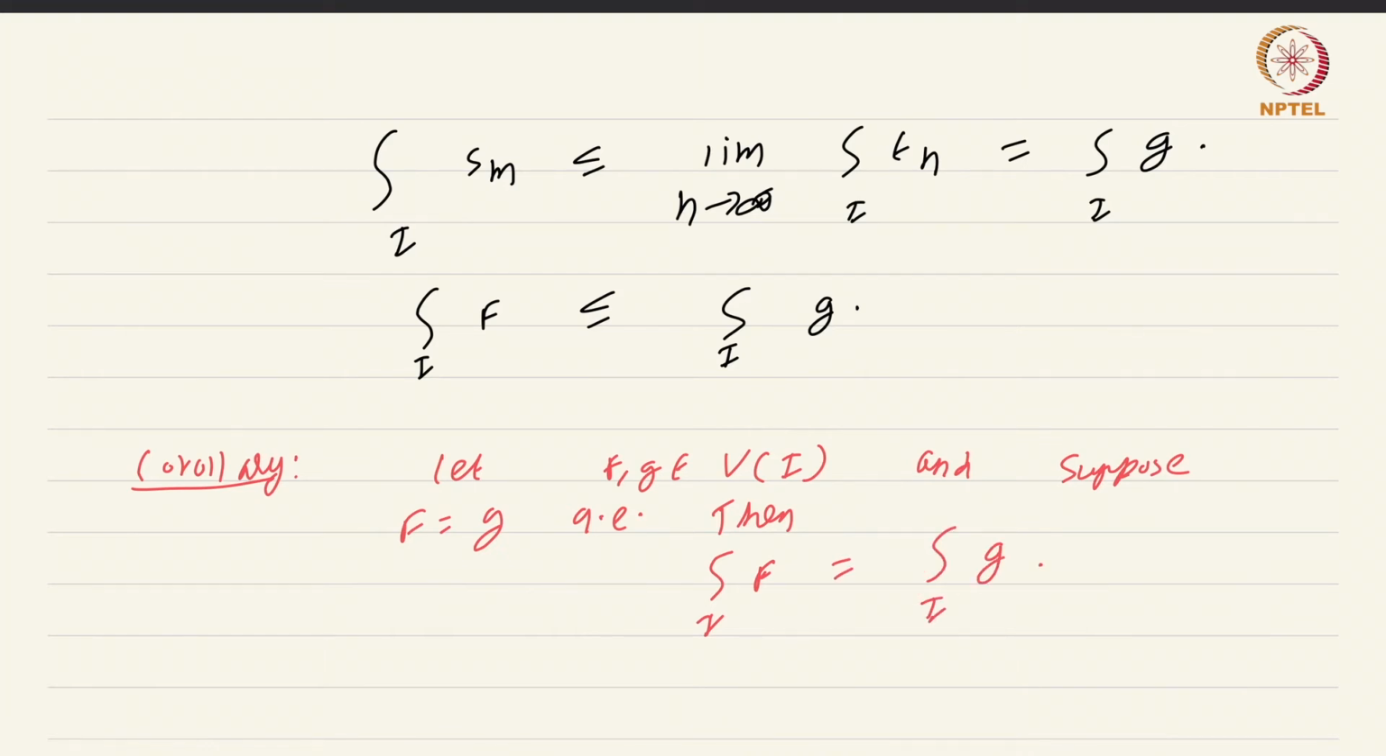And this follows immediately by observing that f equal to g almost everywhere is the same as saying f less than or equal to g almost everywhere and g less than or equal to f almost everywhere, and applying the previous result. So we have now shown one nice property of the Lebesgue integral.